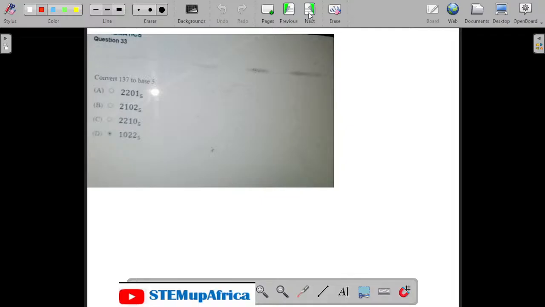So we are asked to convert 137 to base 5. We have done something similar before. Let's see how we convert 137 to base 5. To do so, we're going to go through long division. 137 in base 5, so I'm going to divide. 137 divided by 5 will give us 27 remainder 2.